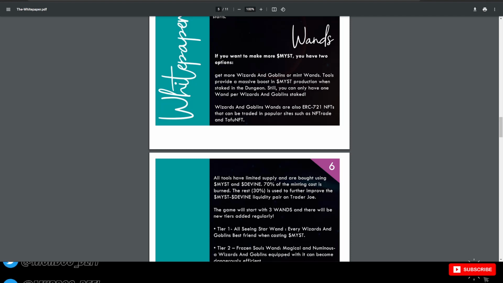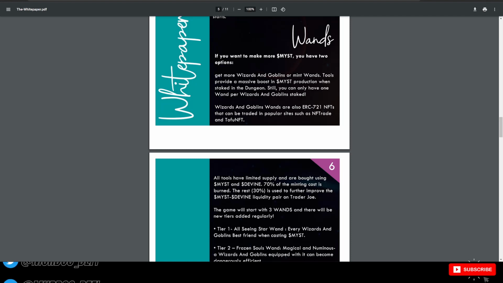in a quicker fashion, right? So they have their wands. So get more wizards and goblins to mint wands, which are tools that provide a massive boost in mist production when staked in the dungeon. Still, you can have only one wand per wizard and goblin.